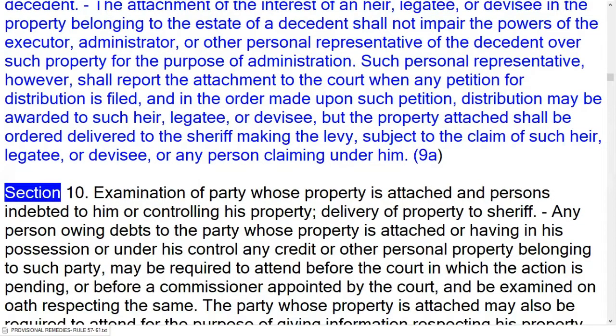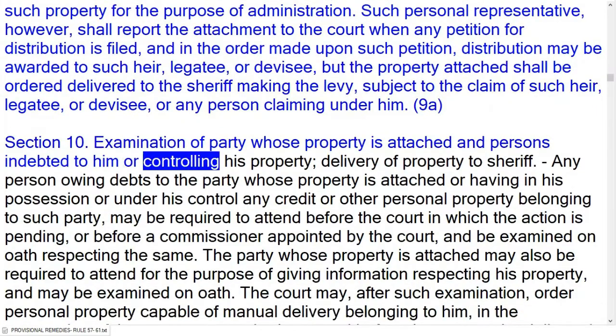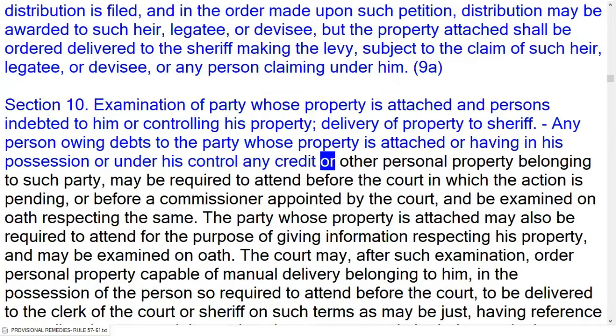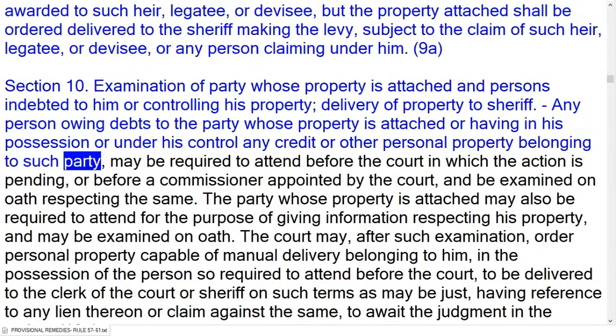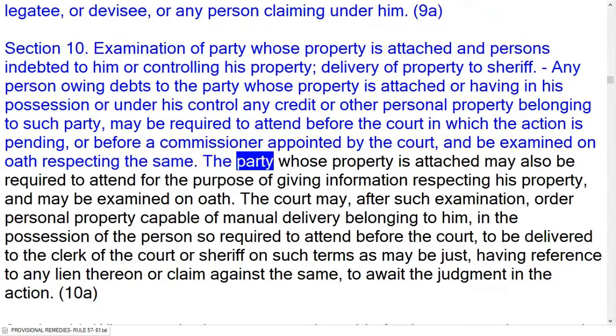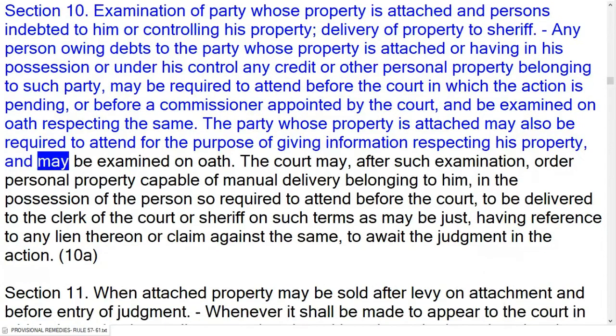9a. Section 10. Examination of party whose property is attached and persons indebted to him or controlling his property. Delivery of property to sheriff. Any person owing debts to the party whose property is attached or having in his possession or under his control any credit or other personal property belonging to such party, may be required to attend before the court in which the action is pending, or before a commissioner appointed by the court, and be examined on oath respecting the same. The party whose property is attached may also be required to attend for the purpose of giving information respecting his property, and may be examined on oath.